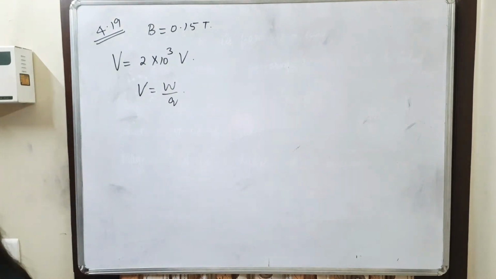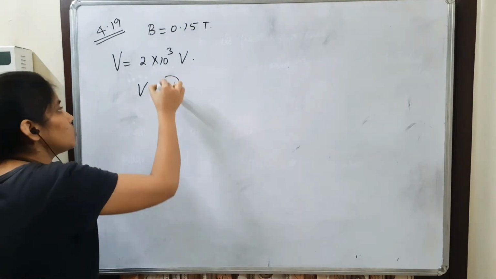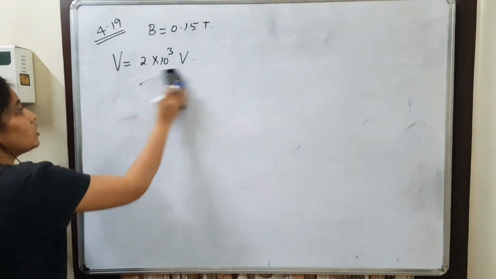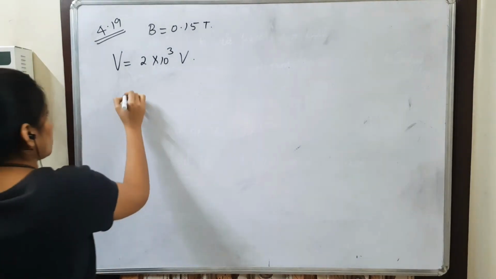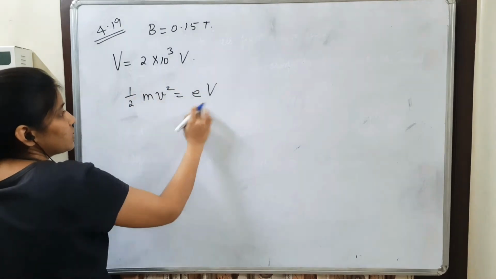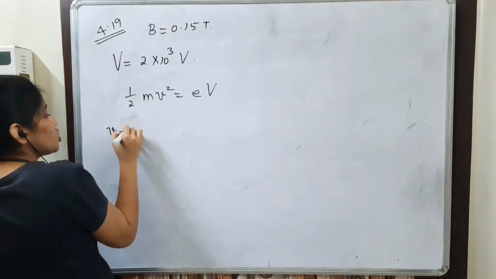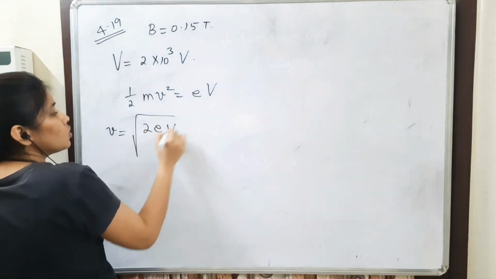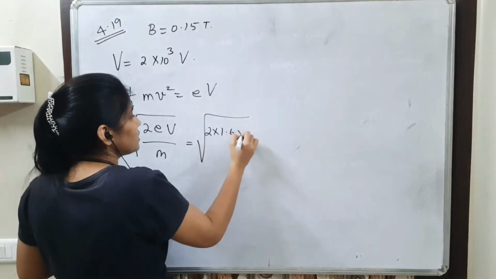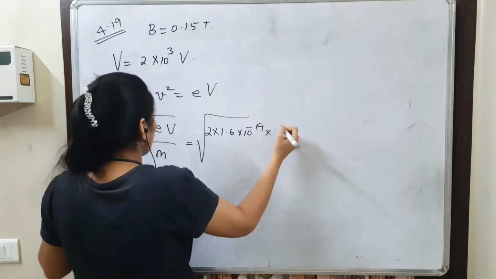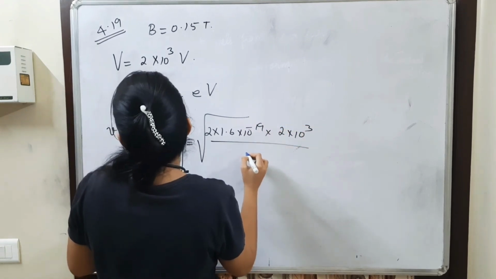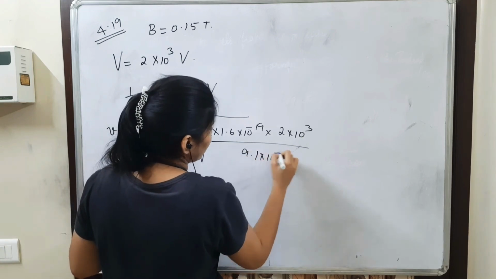The potential of anything is equal to work done by charge. So here, what is work done? Charge into voltage. We can equate this work done to the kinetic energy of the electron. So we get half mv square is equal to E into V, that is charge into voltage. So from this equation, v is equal to square root of 2eV divided by m. When we substitute the values, 2 into 1.6 10 power minus 19 into potential 2 into 10 power 3, divided by m value, which is 9.1 into 10 power minus 31.